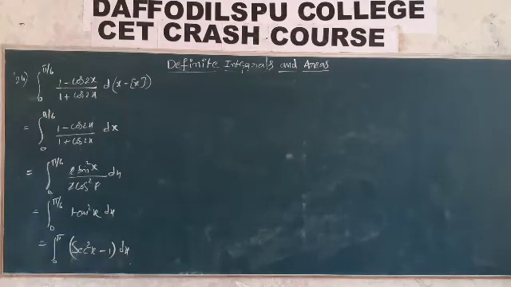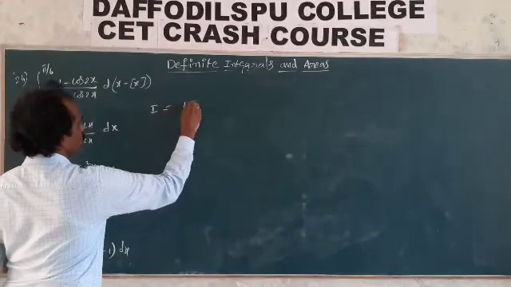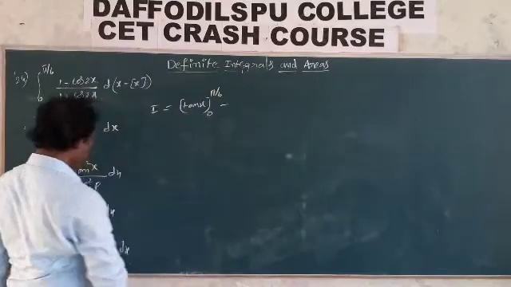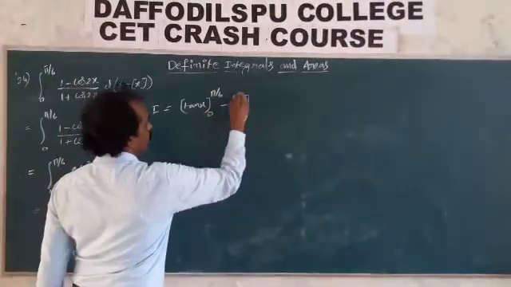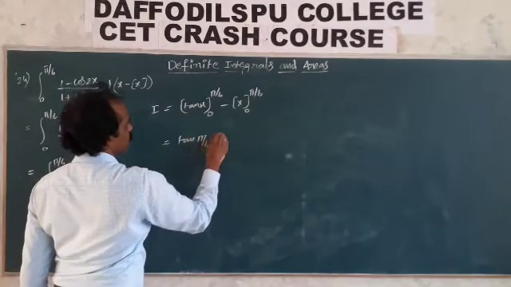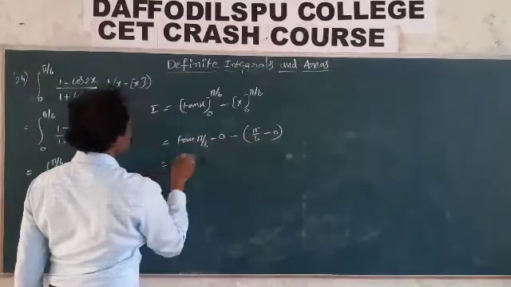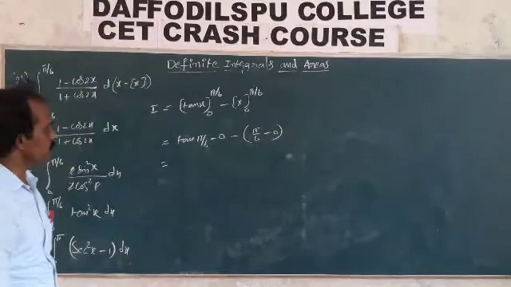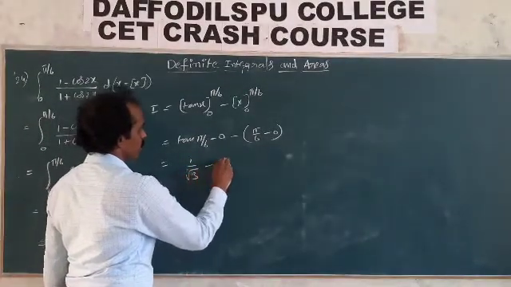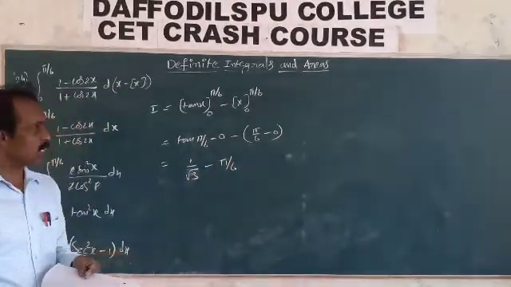What is the integration of secant square x? It is tan x. The integration of 1 is x. So I is equal to tan x from 0 to pi by 6 minus the integration of 1, x from 0 to pi by 6. That implies tan pi by 6 minus tan 0, minus pi by 6 minus 0. So what is tan pi by 6? Tan 30 is equal to 1 by root 3, minus pi by 6 is the answer. The second option is the correct answer.